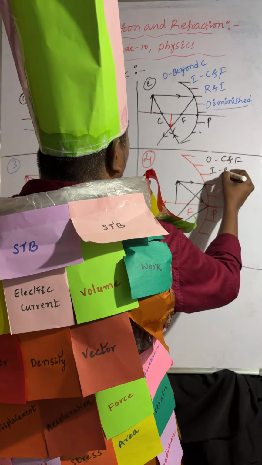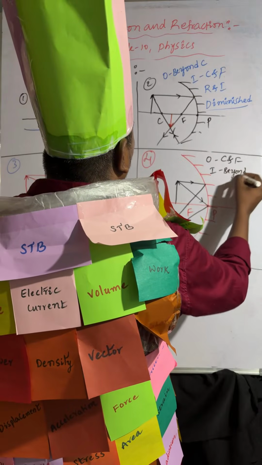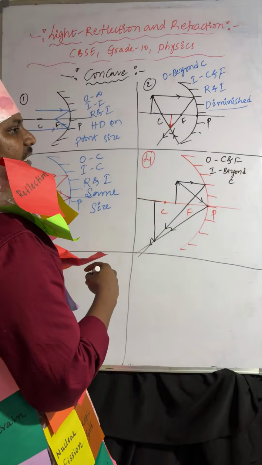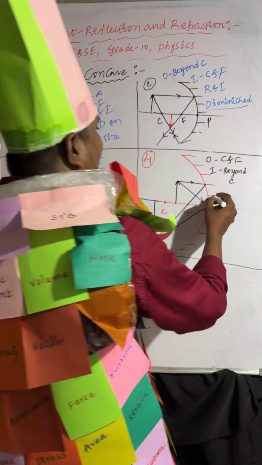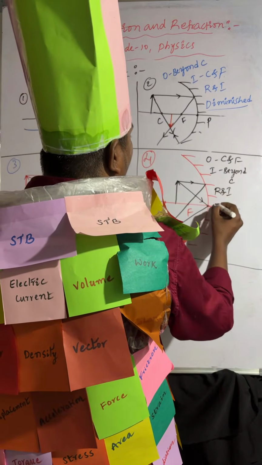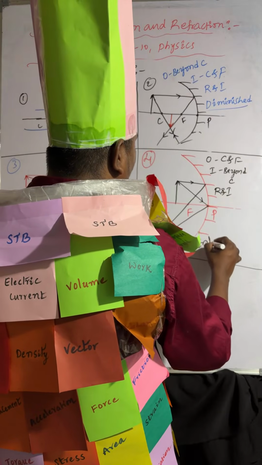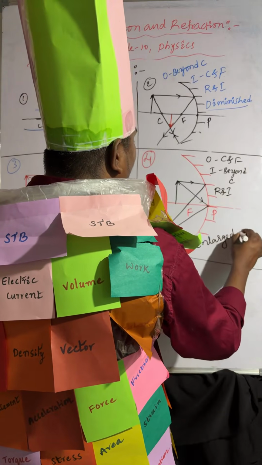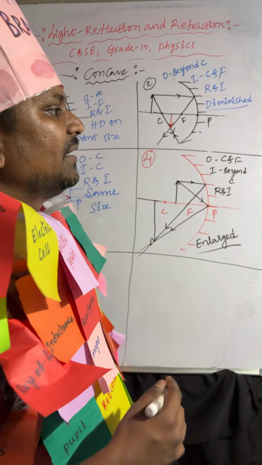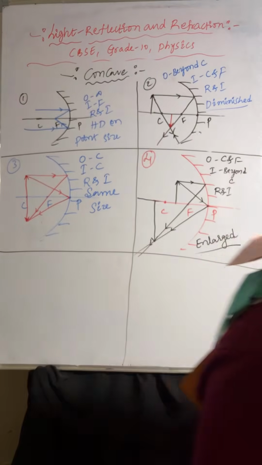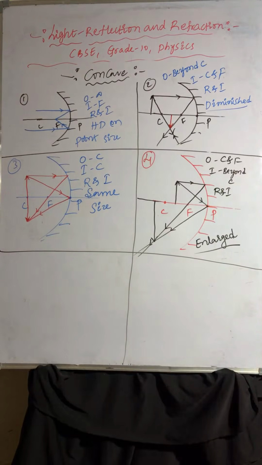Object is placed between C and F. Image is formed beyond center of curvature, beyond C. Nature of the image is real and inverted, and size of the image is enlarged. Compared to the object, image size is increased. That's why it is called enlarged. I hope it is very clear. Once observe the board, I hope you can identify.